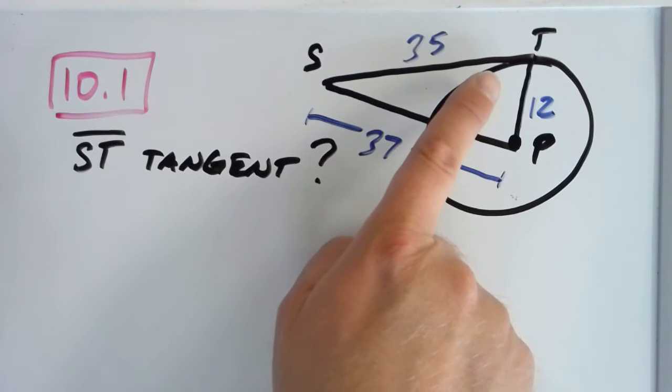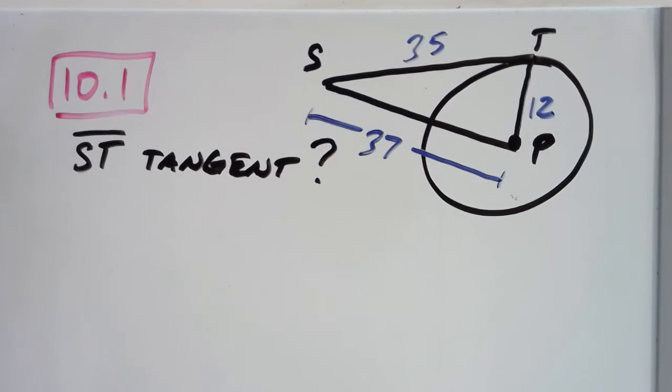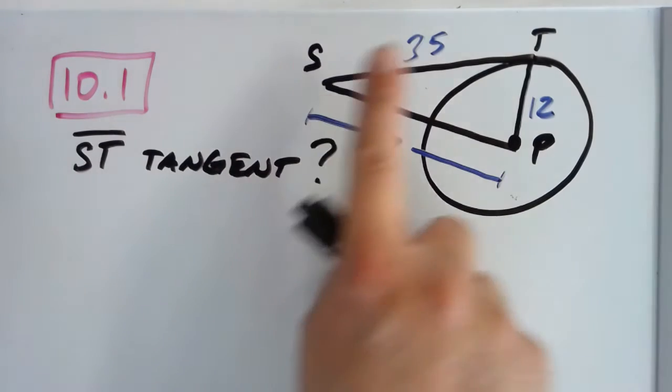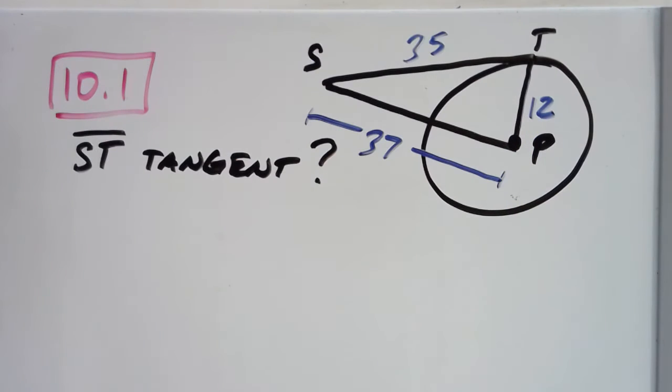And so what does that do for a strategy? That means essentially, if this segment is tangent, that's going to force this triangle shape to be a right triangle. And if it's a right triangle, then the Pythagorean theorem has to be true.